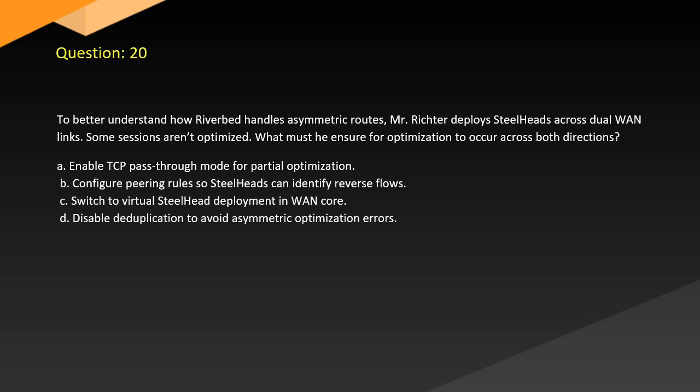Question 20. To better understand how Riverbed handles asymmetric routes, Istaricta deploys Steelheads across dual WAN links. Some sessions aren't optimized. What must he ensure for optimization to occur across both directions? A. Enable TCP pass-through mode for partial optimization. B. Configure peering rules so Steelheads can identify reverse flows. C. Switch to virtual Steelhead deployment in the WAN core. D. Disable deduplication to avoid asymmetric optimization errors.